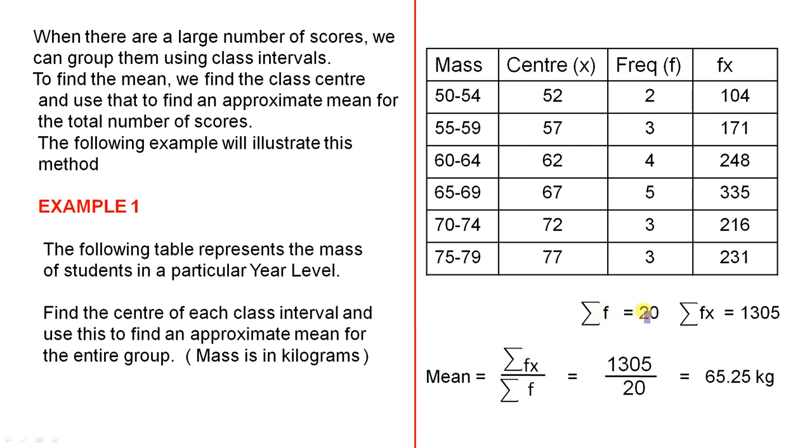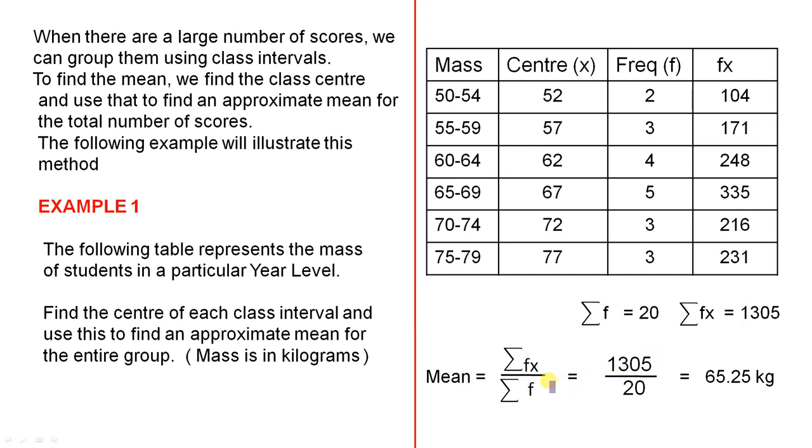The sum of the frequencies is 20. If you add the frequencies up, that is the total number of scores, which will give you 20. And the sum of the fx column is 1305.